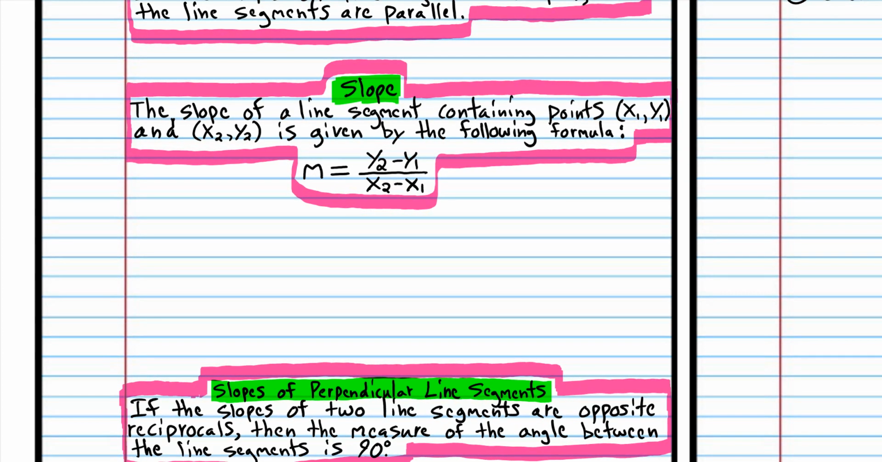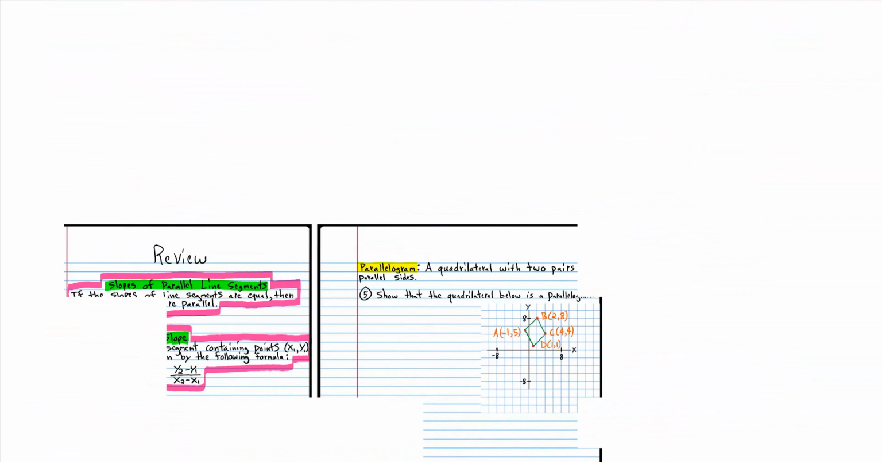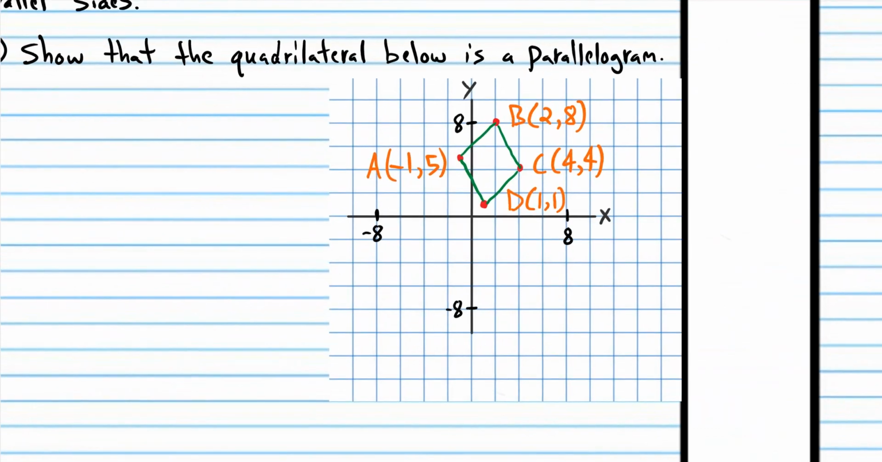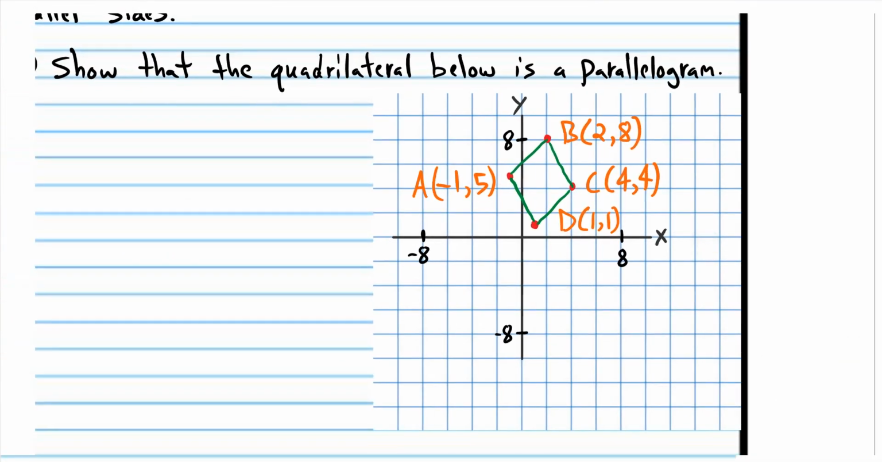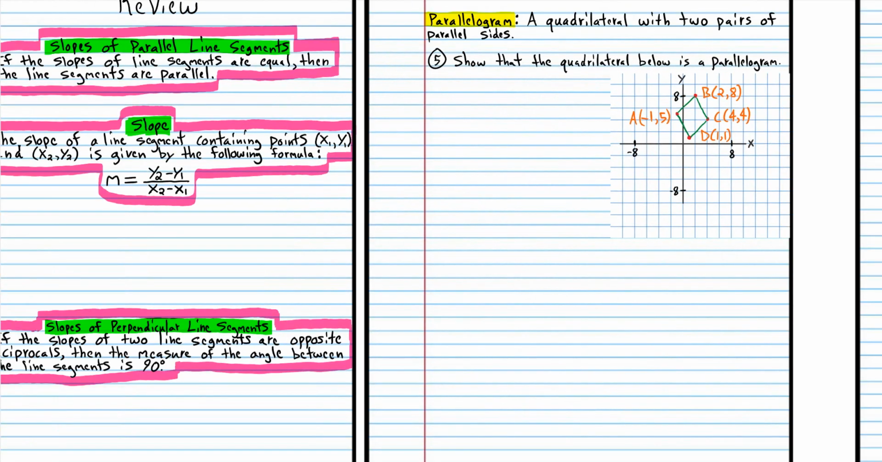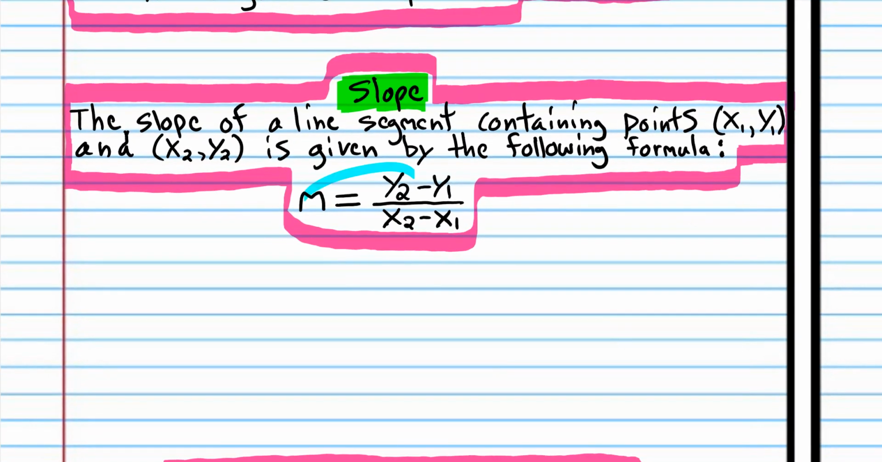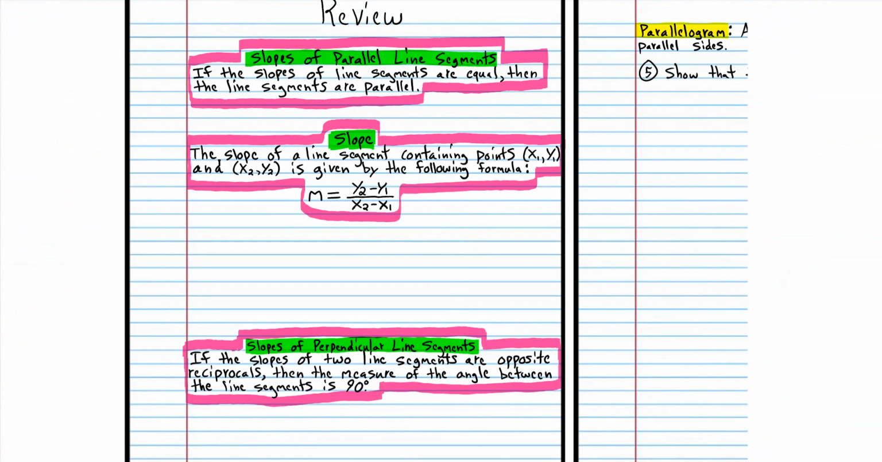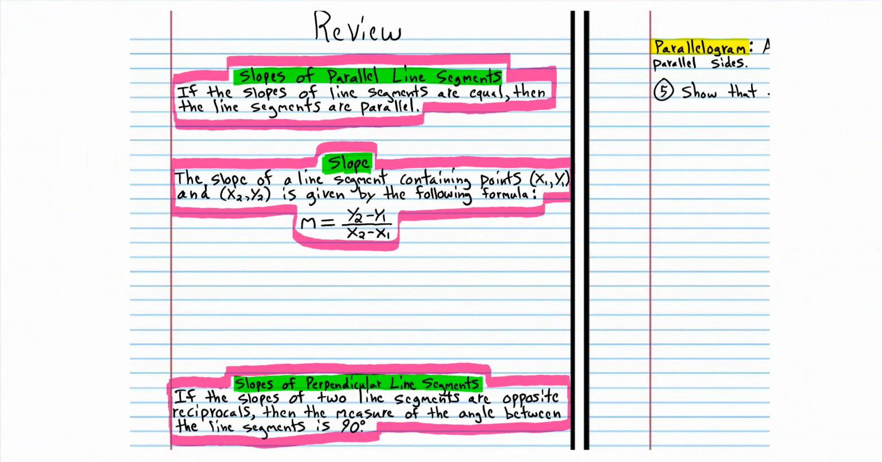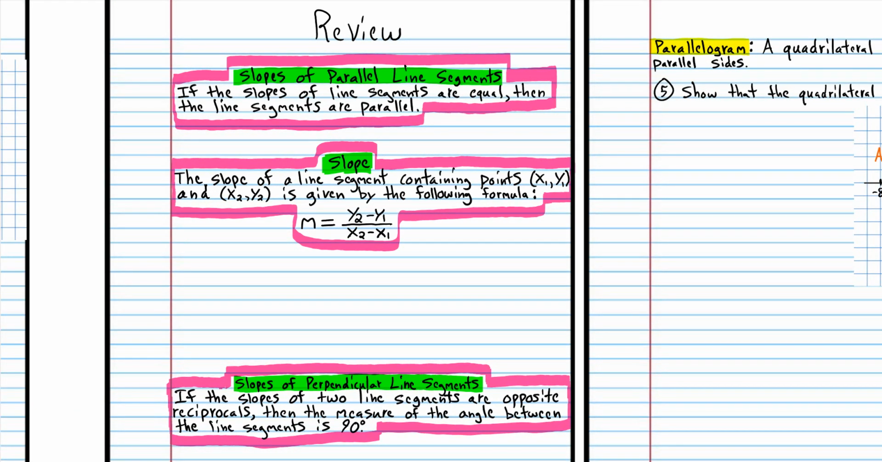Now, if two line segments have the same slope, that means they're parallel. So all we have to do in this problem is just find the slopes of those line segments. All right, so how do we do that? Well, in my previous class, we learned the slope formula. This is the slope formula. So if you want, you can go ahead and get a screenshot of all those principles here, that review.